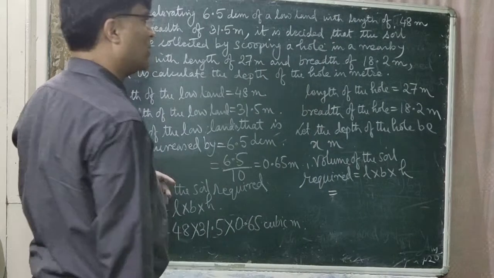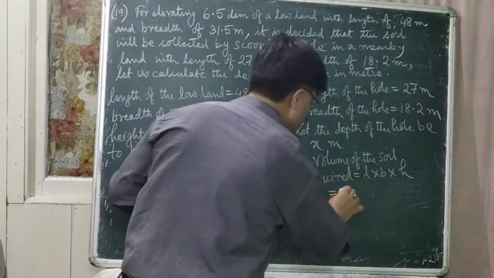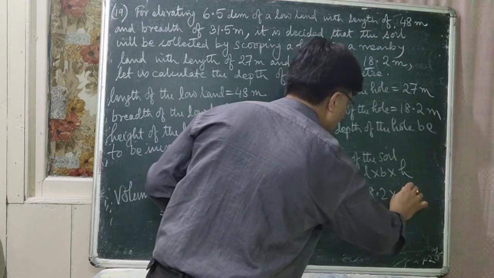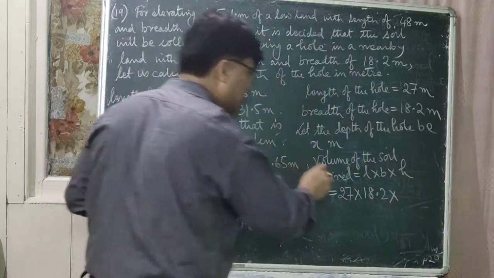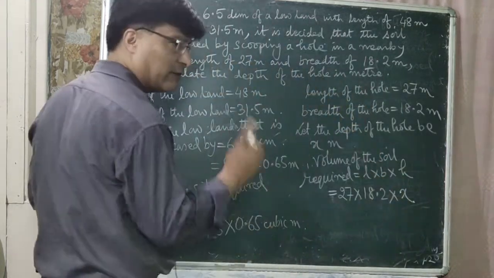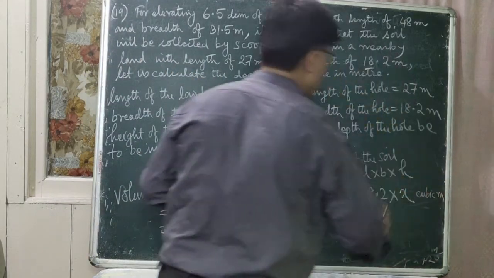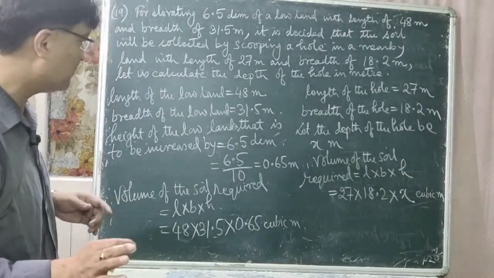So which is equal to what is the length here, 27, into 18.2 breadth, into what is the depth of the hole, that is the height, which is x, right? So what is the volume? What is the unit? It is cubic meter. So I think I have understood it.